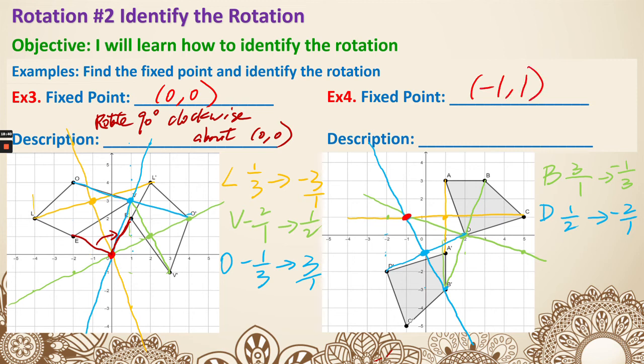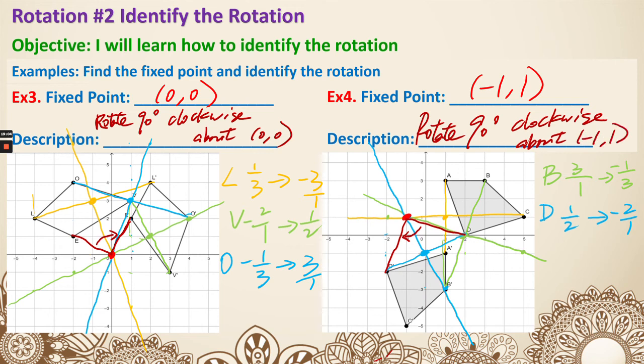Now I can again use the point that I didn't use to actually check the progress. So I can connect D and D prime. It's going from D to D prime, so that's clearly clockwise. So rotate 90-degree clockwise about negative 1, 1. So that is example 4.